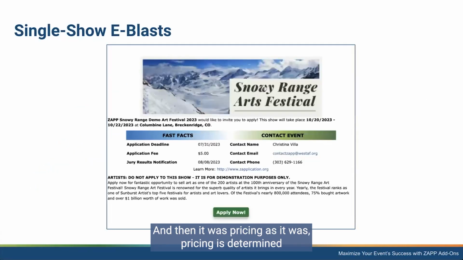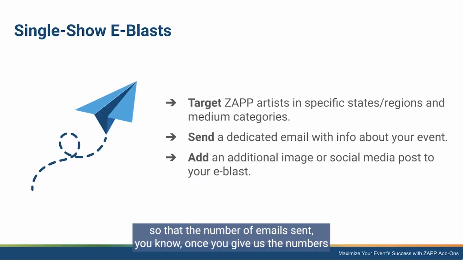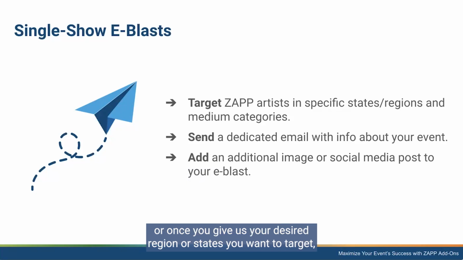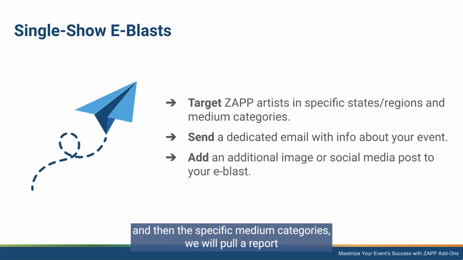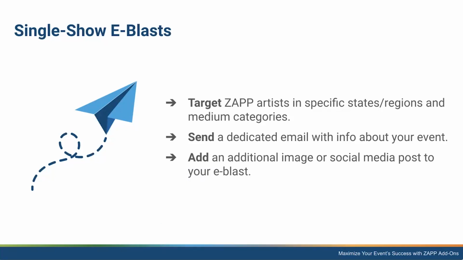And then the eBlast pricing is determined by the number of emails in your targeted list. Once you give us your desired region or states you want to target, and then the specific medium categories, we will pull a report that determines the number of artists that eBlast will reach, and that will determine the pricing of the eBlast itself.